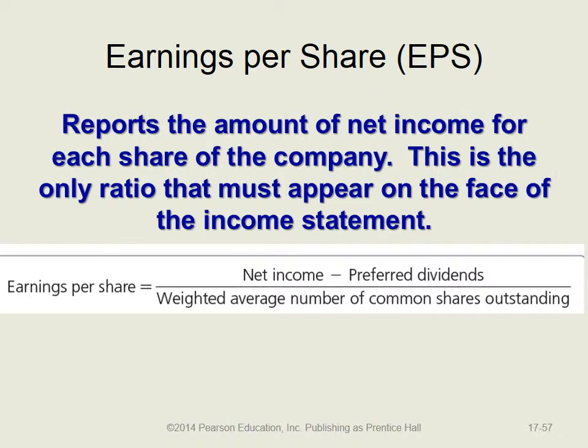Earnings per share reports the amount of net income for each common share of the company. This ratio is required to appear on the face of the income statement and is the only ratio with such a requirement. It's computed as net income minus preferred dividends, and take that number and divide it by the weighted average number of common shares of stock outstanding.